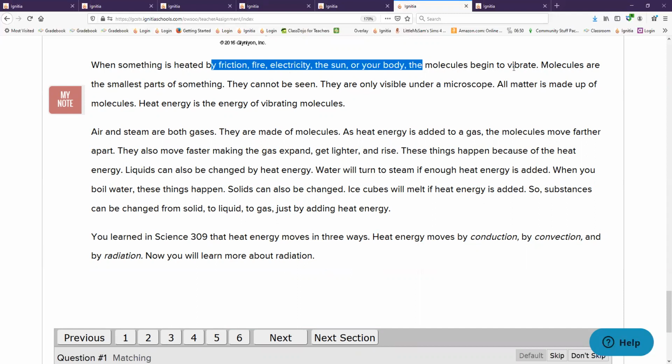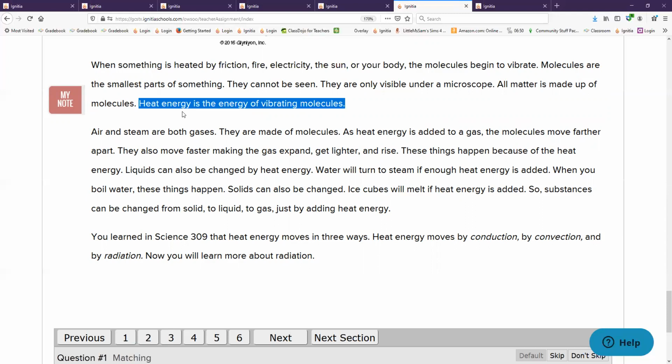The molecules begin to vibrate. Molecules are the smallest parts of something. They cannot be seen. They are only visible under a microscope. All matter is made up of molecules. Heat energy, do you recognize it? Heat energy is the energy of vibrating molecules. You have to know that again for this test, like you did for your last test.